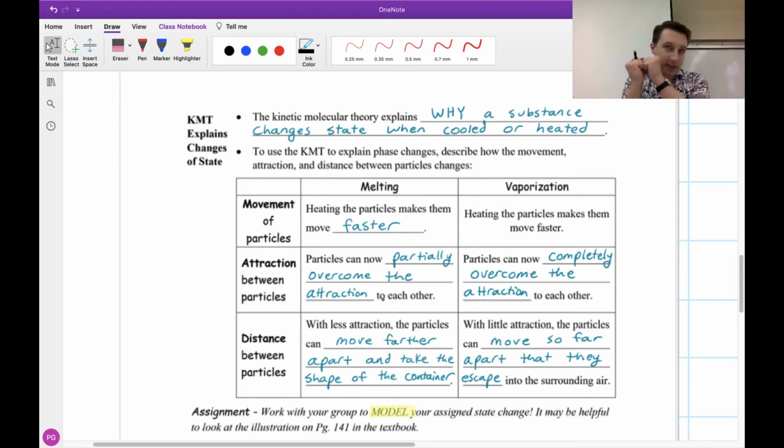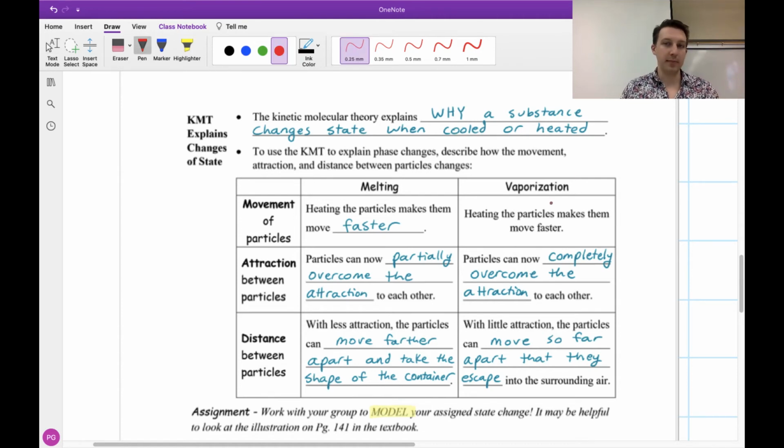Instead of being stuck next to each other like this, just vibrating, now there's enough motion, there's enough energy that they're not stuck together, vibrating. They can move and flow past one another. And the distance between the particles gets bigger because there's less attraction. They move farther apart, and now instead of being all stuck together in a certain shape and holding their shape, now they can move farther apart and take up the shape of the whole container.